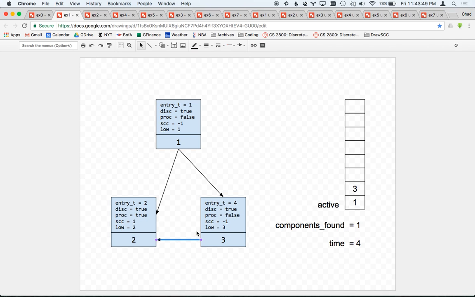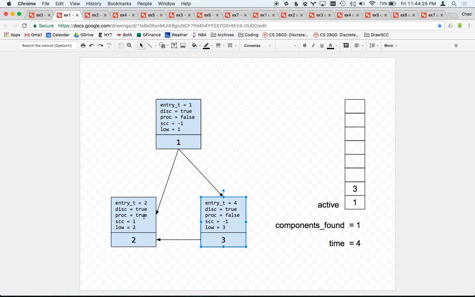discovered this cross edge. What do I do with a cross edge, and how do I know it's a cross edge, first of all? So I see that this is a cross edge because it points to a vertex that has already been discovered and that has already been processed. So the entry time is less than the entry time for the vertex that I'm coming from, which means I must have hit it at some point earlier in the search.